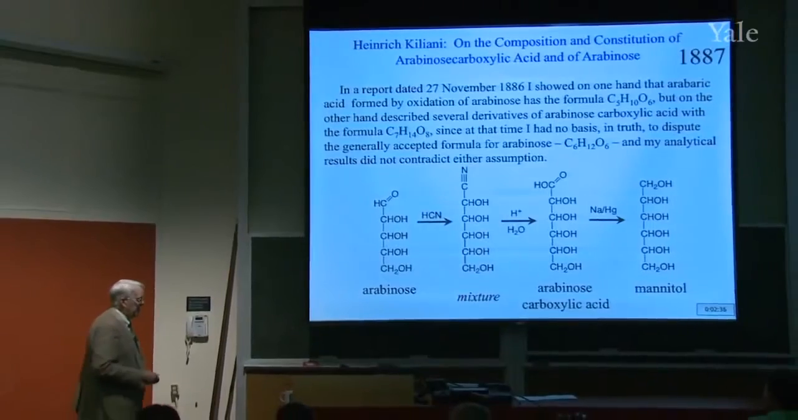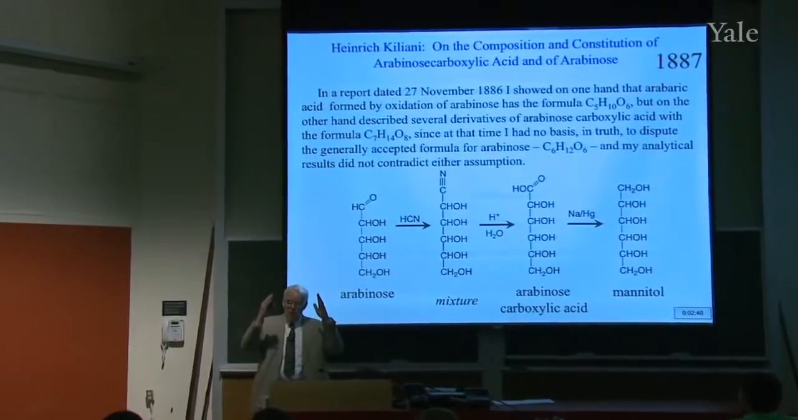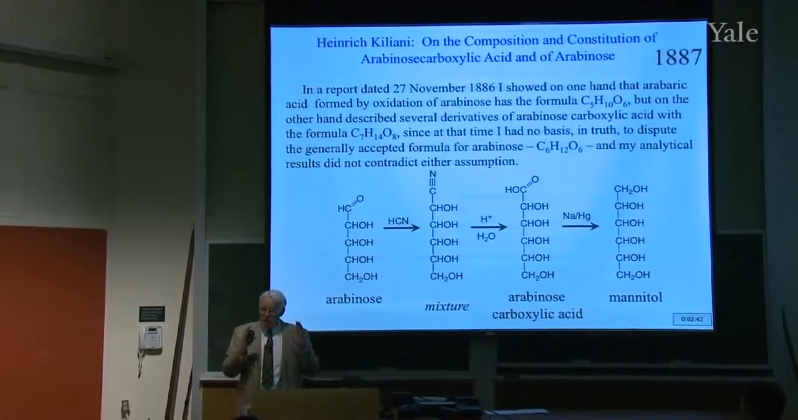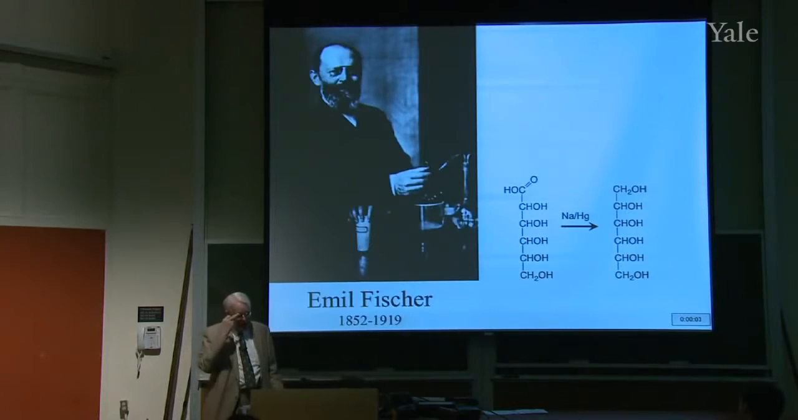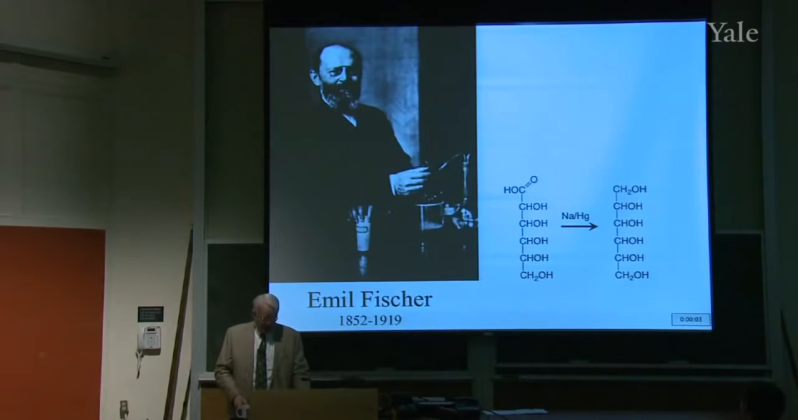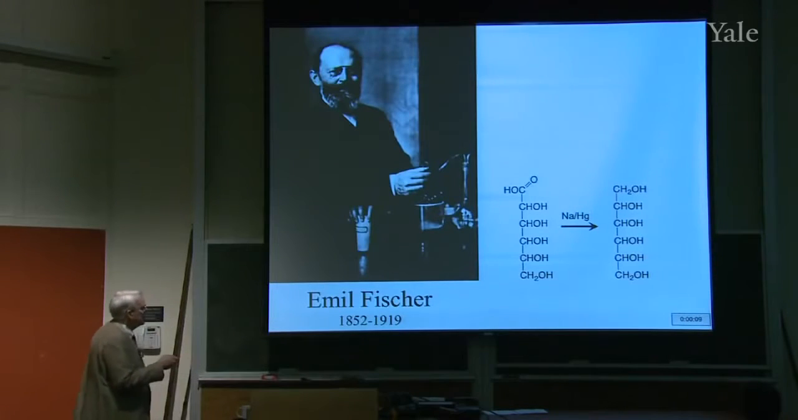This was pointed out by someone who was very sensitive to not just the constitution, the sequence of bonds, but to the configuration of these sugars, which is going to make a lot of difference. With so many chiral centers, there are going to be lots of isomers. So the person who pointed that out was Emil Fischer, who was 3 years older than Kiliani and died much sooner, for reasons you'll see.